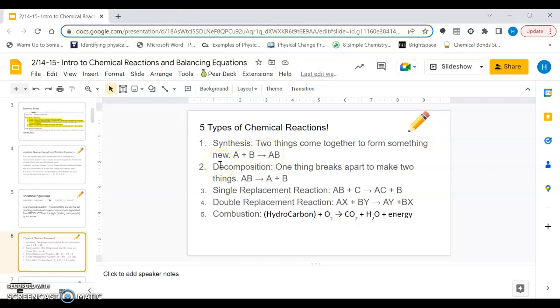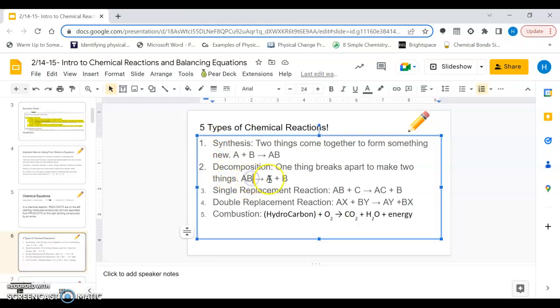Decomposition is the opposite. These two are opposites of each other. In this case, we have one reactant, and that one reactant is breaking into two products.